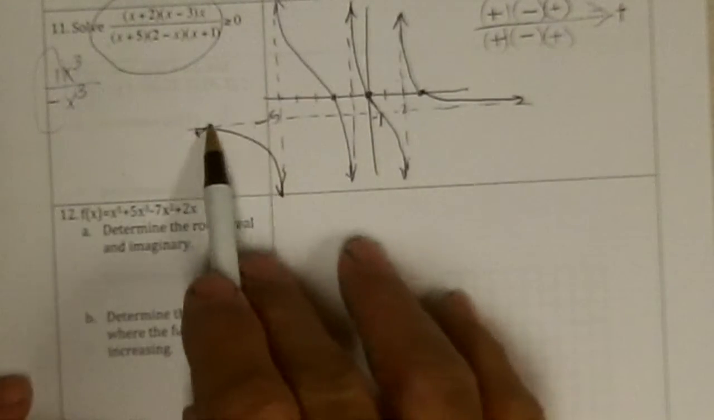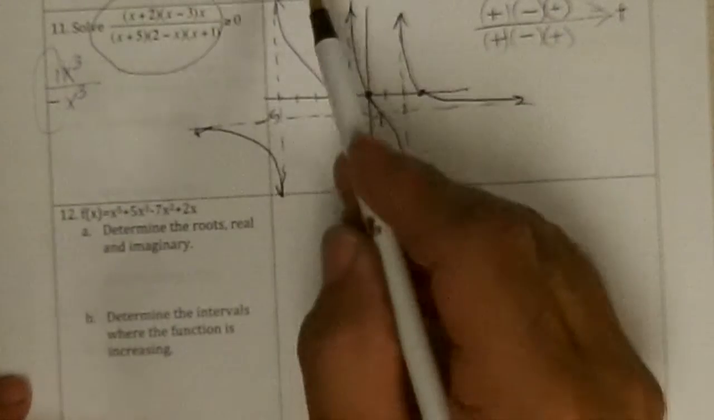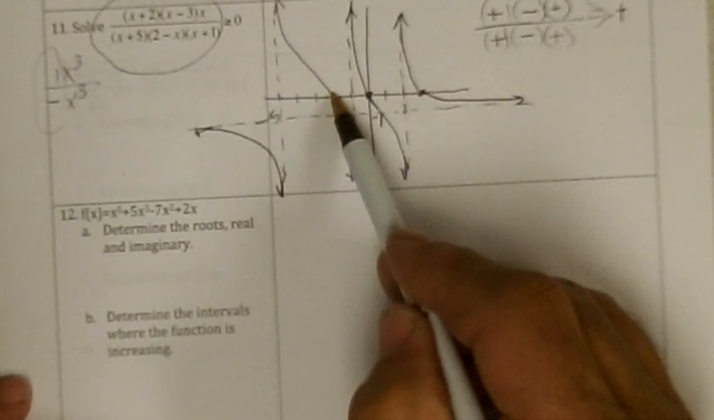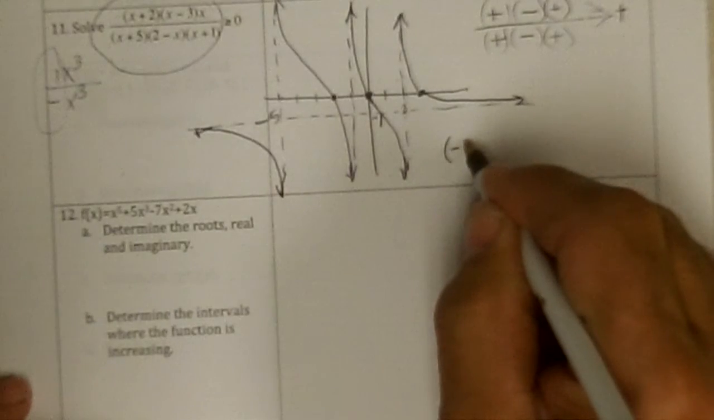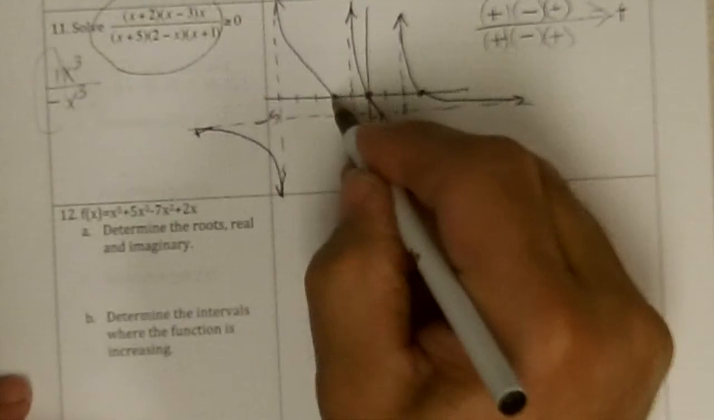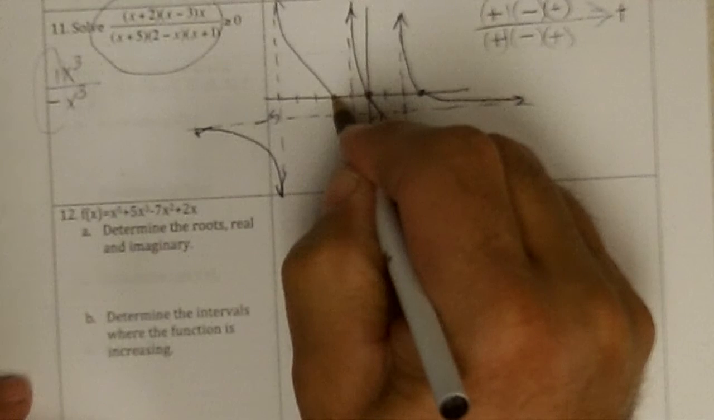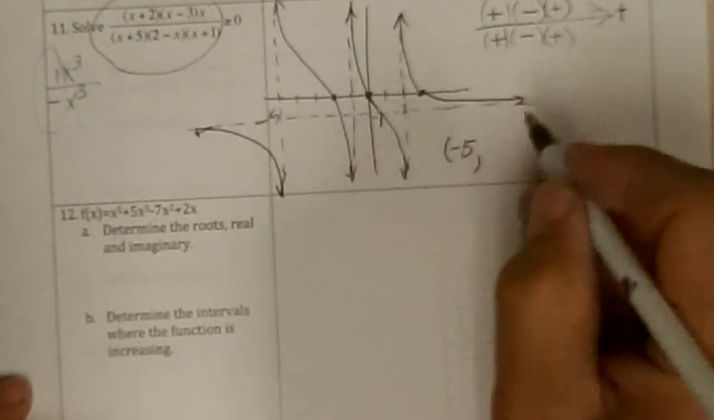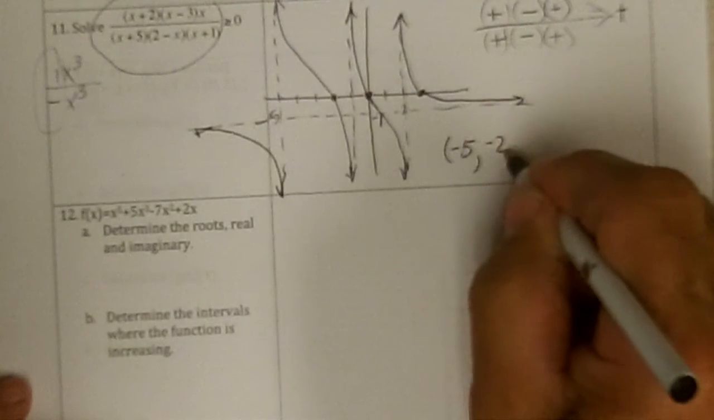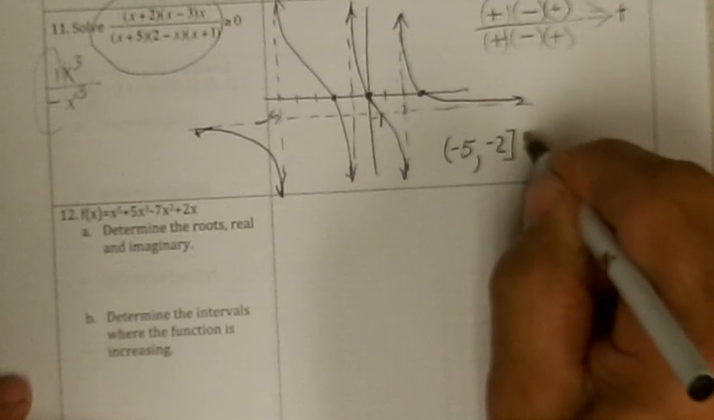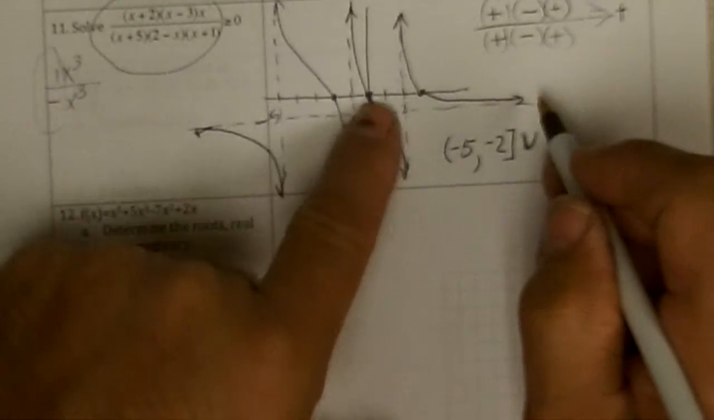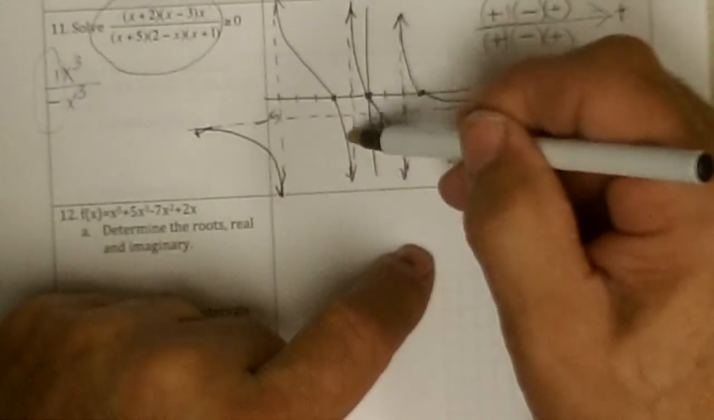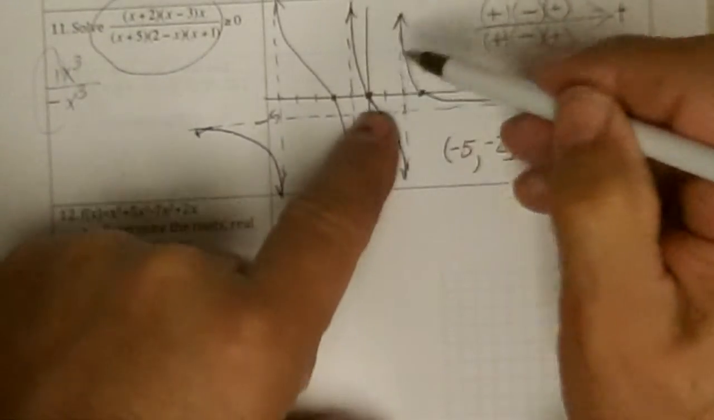Well, none of the y values on this part of the curve are positive, but this part is. So that's from -5, not including -5, up till -2 and including -2, union. Then the next place that it's positive: it goes negative here, positive up here.